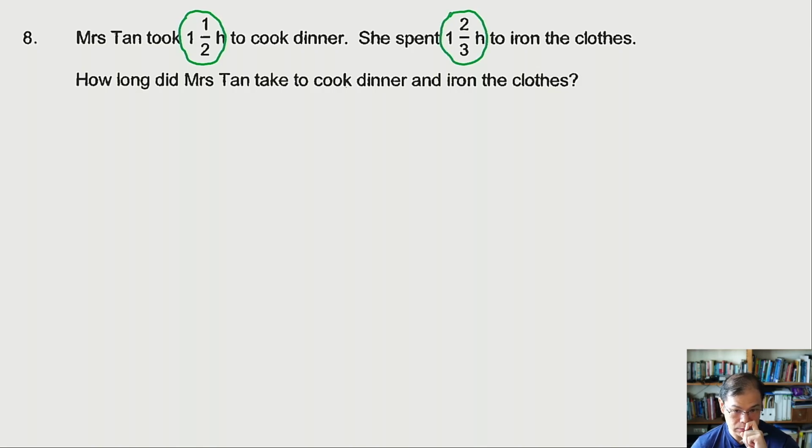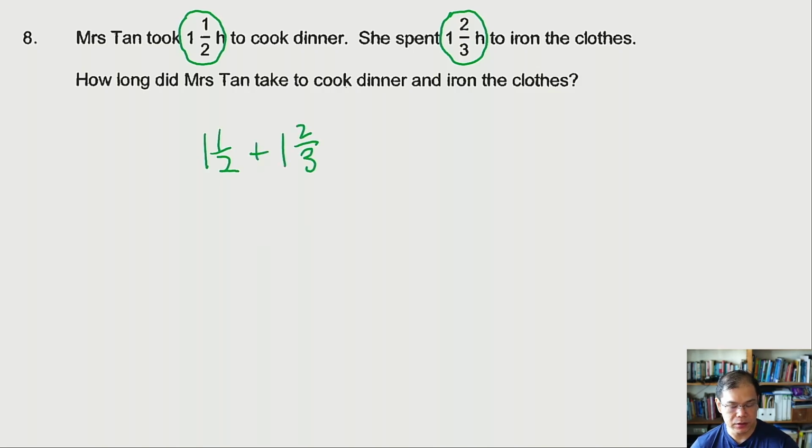Both are in hours. If I replace the numbers with whole numbers, for example, she took 2 hours and 3 hours, okay? Lots of clothes to iron, okay? What do you do? Just add 2 plus 3 together, right? To find out how much time she took to cook dinner and iron the clothes. But instead of whole numbers, now it is mixed numbers. So what you need to do, you just have to add them. So 1.5 plus 1 2/3.